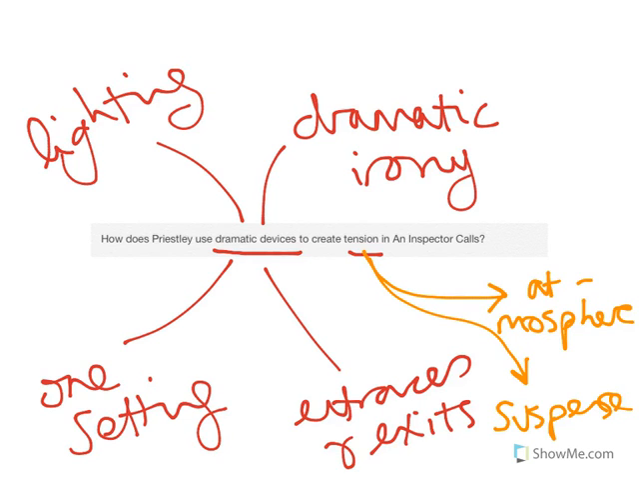So the exam question says, how does Priestley use dramatic devices to create tension in An Inspector Calls? And as you can see from the spider diagram, those are the different elements that I would talk about when responding to this question. So we've got the lighting, the setting, the dramatic irony that we see through Mr. Birling, the entrances and exits, and all of these things create atmosphere and suspense.